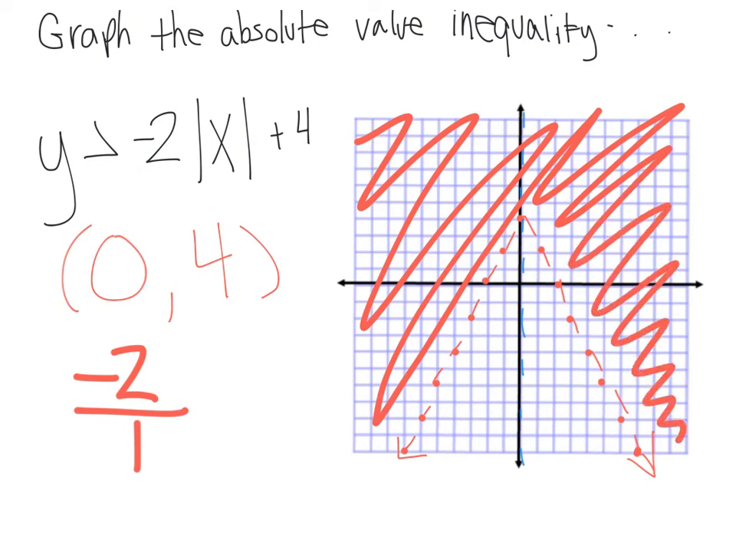Second way to determine that, if I wanted to use a test point, I would take, say I wanted to use 0, 0, best point to use. If I took 0, 0 and I plugged it in, 0 is greater than -2 times the absolute value of 0 plus 4. So I end up with 0 is greater than 4, which is not true. So that means that I would shade in the opposite side. So this was my test point. It was untrue, so instead of shading here, I would shade the other side, which is exactly what we did. So 2 different ways to do it. Use a test point or look at the inequality. If it's greater than, we shade above the line. If it's a less than, we shade below.